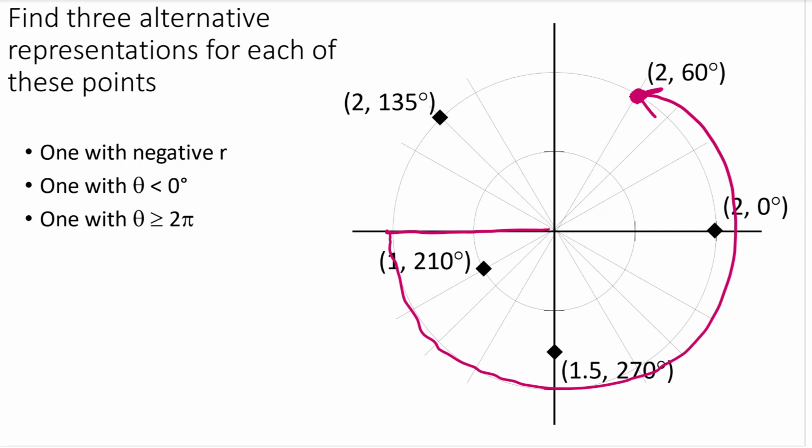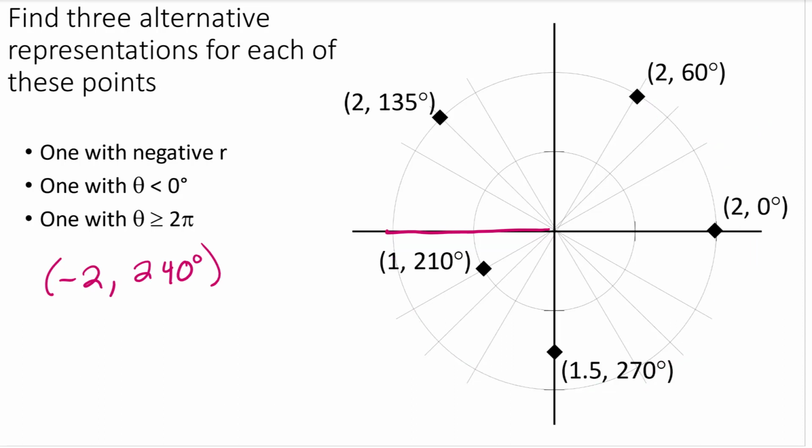Okay, so this is 180 degrees, and then I'm going another 60 degrees. So that's 240 degrees. So I'm going negative 2, 240 degrees. Beautiful. Okay. Let's see. Another way we could do it is one with a negative theta.